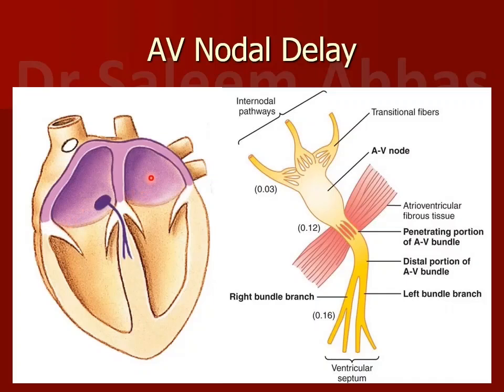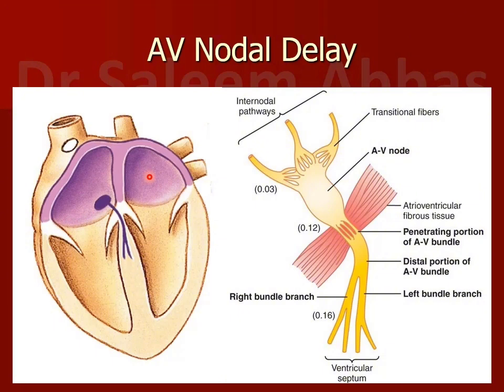Now in this picture you can see obviously that both the atria are depolarized. This purple shaded area shows both the atria depolarized, as the impulse which started in the SA node has now spread through both the atria.